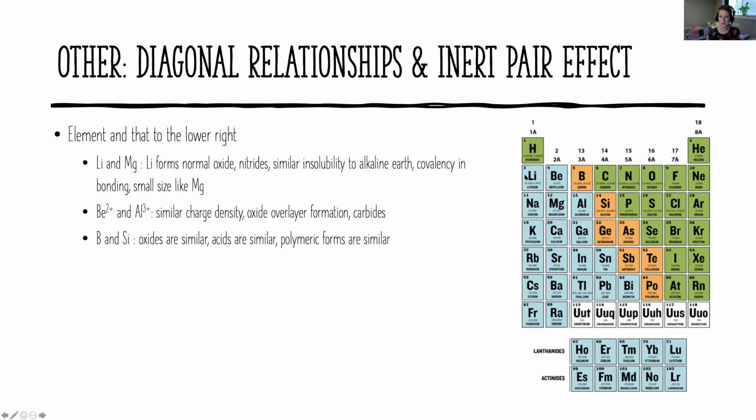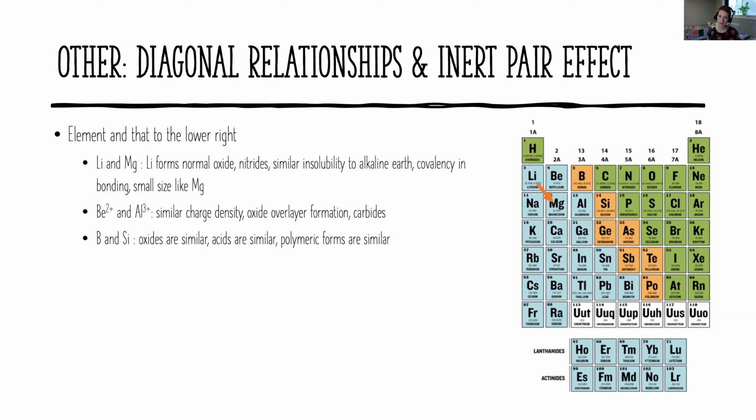Another relationship that we talk about is diagonal relationships. This is an element and that to the lower right. If I think about lithium and magnesium, they both form a normal oxide. They both form nitrides, and they have similar insolubility to alkaline earth metals. They both have somewhat covalency in bonding. What that means is that if I wanted to make a lithium carbon bond or a magnesium carbon bond, I could, but I can't make a sodium carbon bond, and I can't make a calcium carbon bond. It's just these two that have really good covalency similarities in bonding, and they're similarly sized.